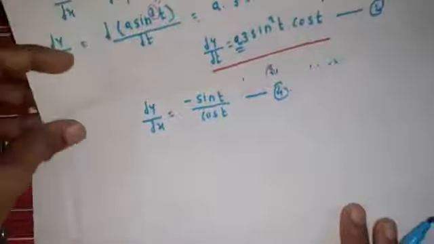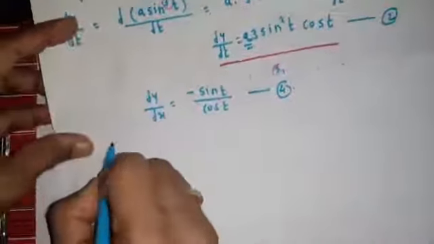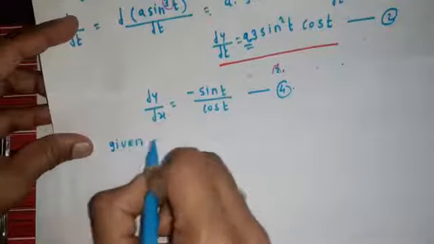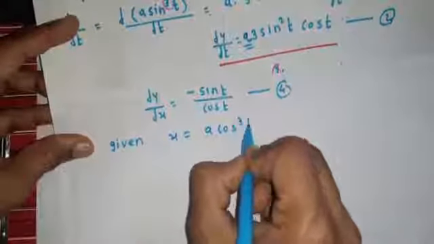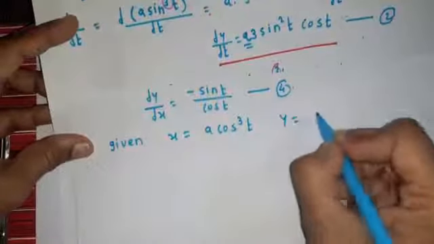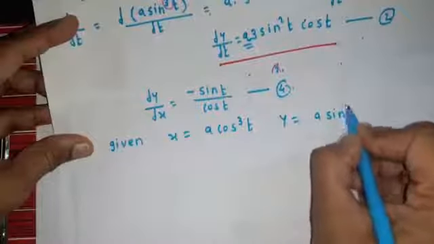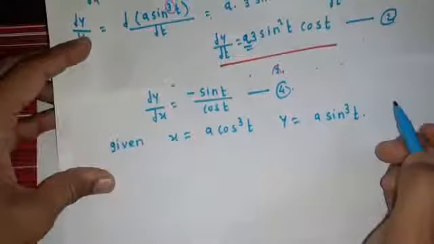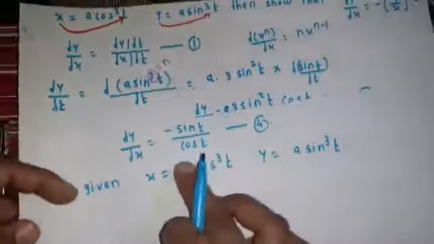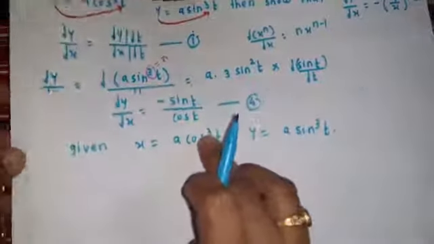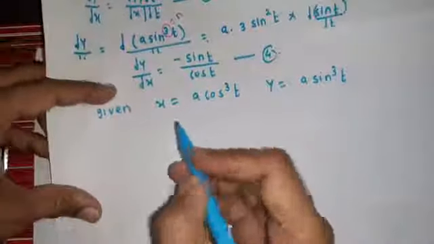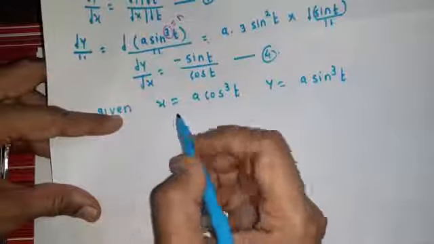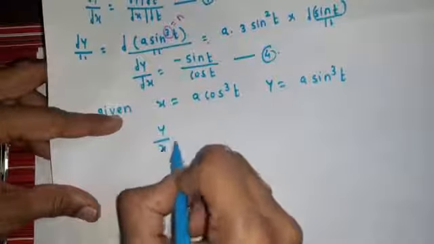Okay, students. So what is x? It is given that x equals a cos cube t and y equals a sin cube t. And we have to prove that dy by dx equals minus y upon x raised to 1 by 3, meaning the cube root of y upon x. So consider the ratio y upon x. Now consider y upon x. What is y upon x?